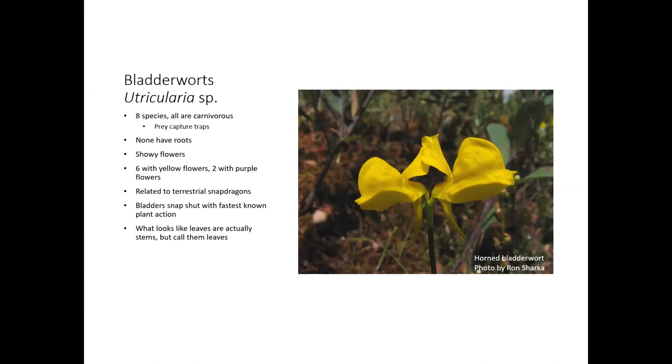And as I described before, the bladder snaps shut with, well, maybe I didn't say this, it's the fastest known plant action on Earth. The bladders open and close in a tiny fraction of a second, and it is much faster than, for example, that lazy old Venus flytrap. In these plants, I'll be talking about leaves, but technically all the leaves are actually stem material. But we're just going to call them leaves anyway.